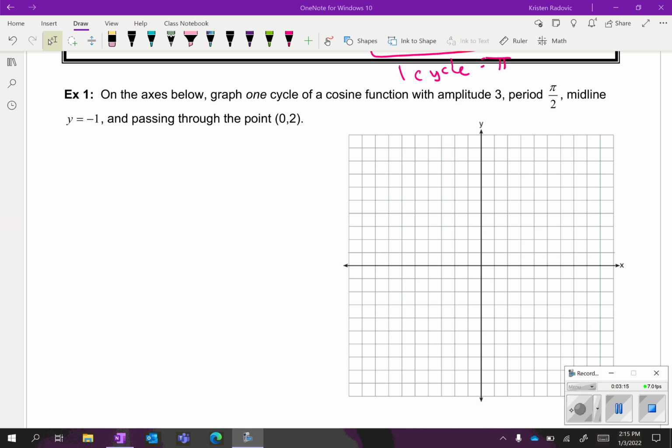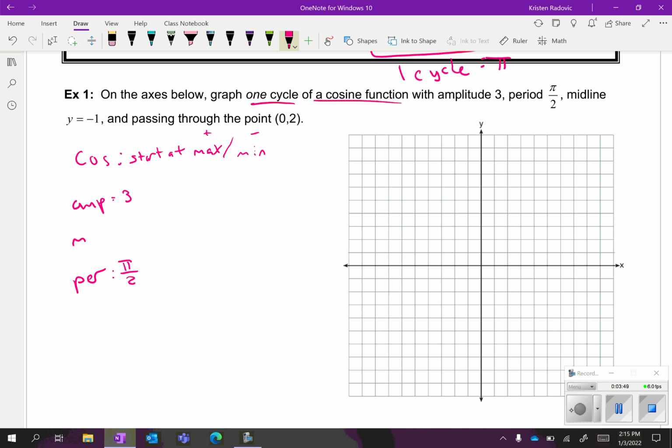Now, really specifically, they want you to graph one cycle of a cosine function. Because it's cosine, it's going to start at the max if positive or the minimum if negative. We also have that your amplitude is 3, your period is pi over 2, and your midline is y equals -1.